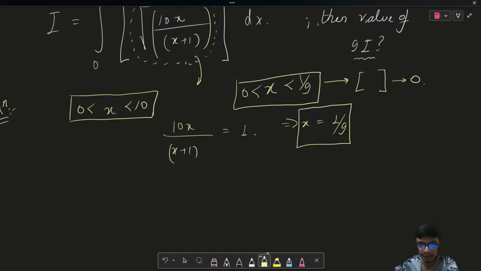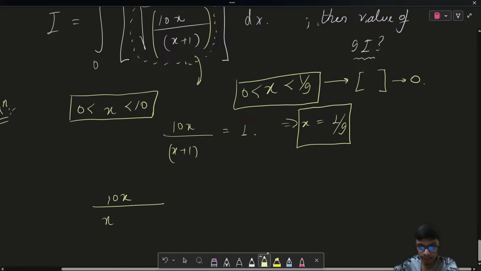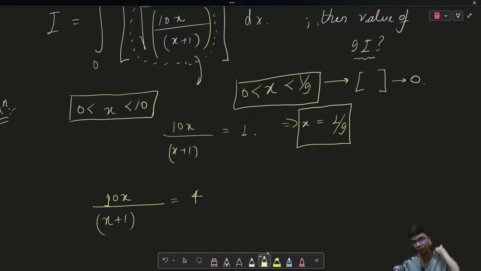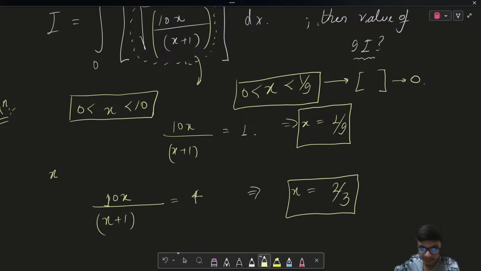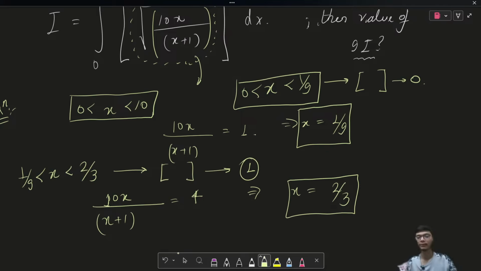So from here, similarly, if I put 10x divided by x plus 1 equal to 4, that is basically when you have the square root of it equal to 2, right? So the integer 2. If you put it equal to 4 and solve for x, you will get x equals 2 upon 3. So what you understand is that for x lying from 1 upon 9 to 2 upon 3, the greatest integer expression will obviously give you the answer as 1.